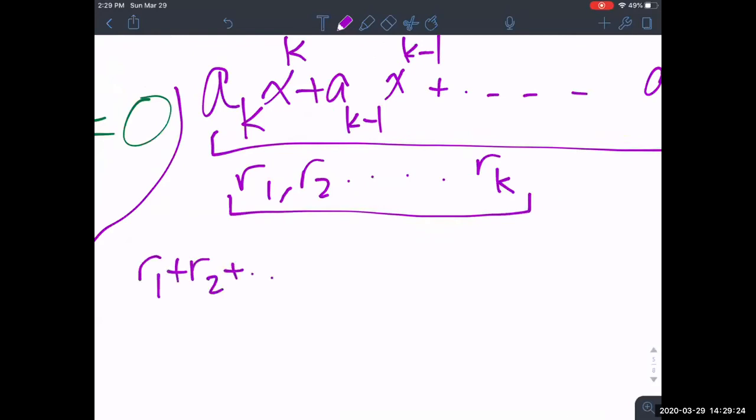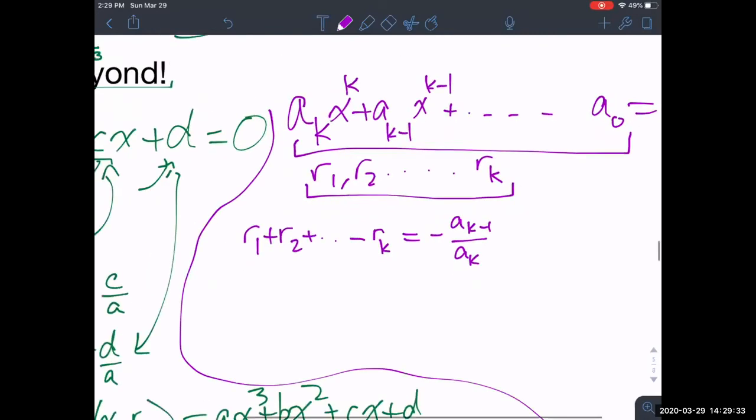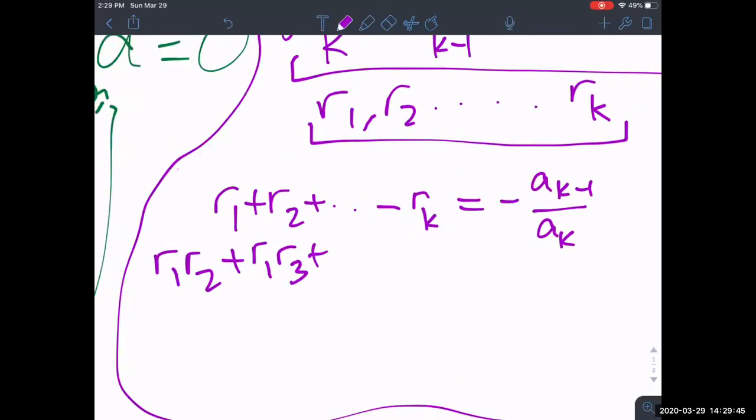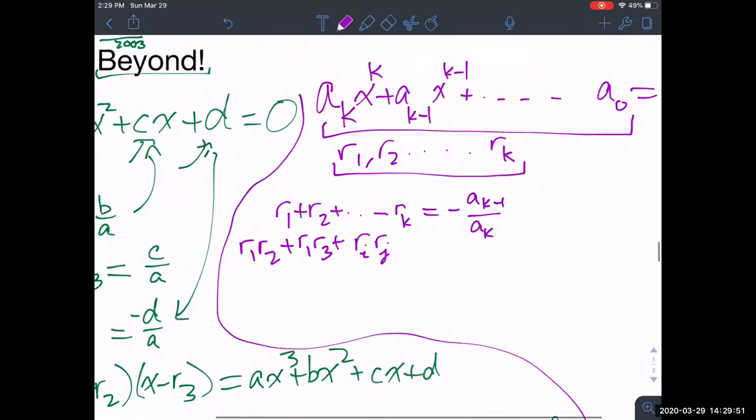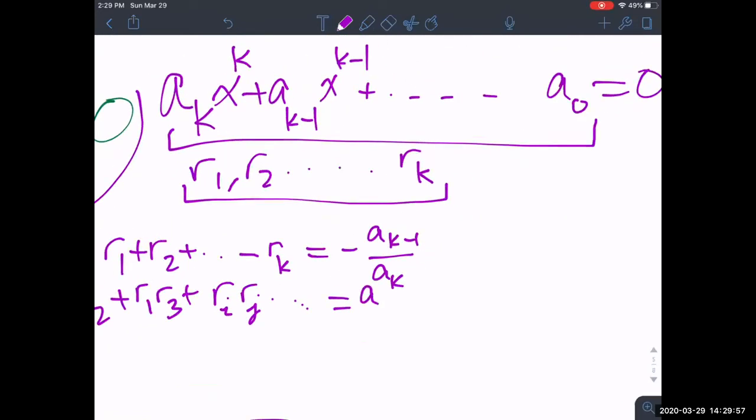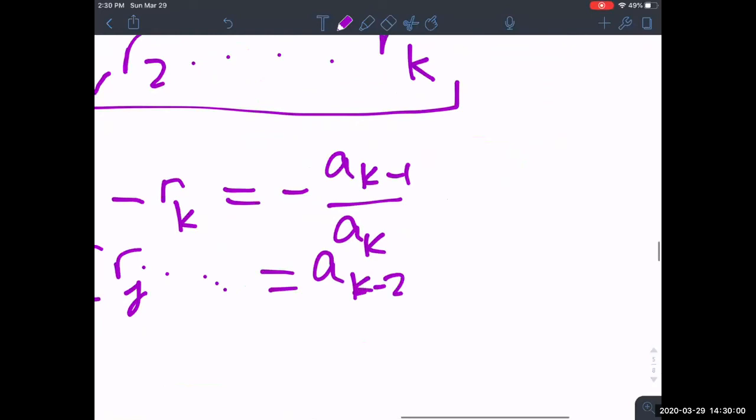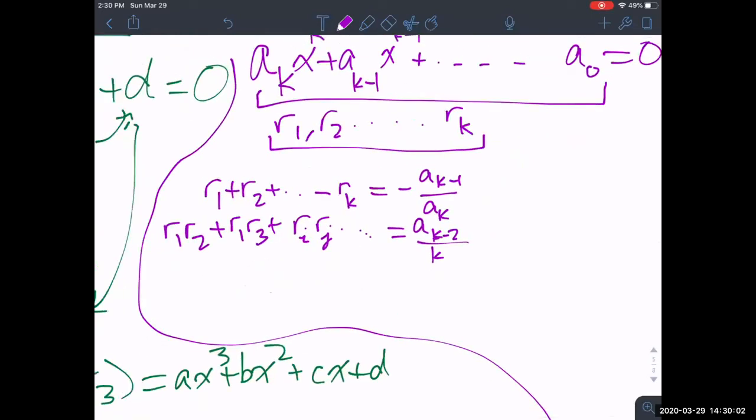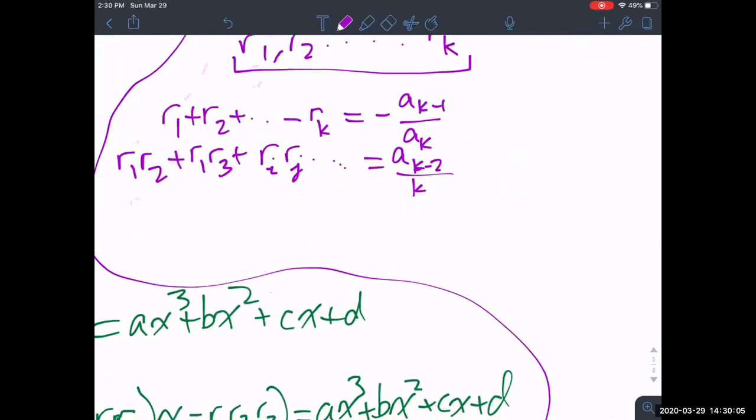So we know that the sum of these is going to be negative A_(K-1) over A_K. And the sum of every two pair of them, R_i R_j for any i, j pairs in 1 through K, is going to be positive A_(K-2) over A_K. And then the next one is going to be R1, R2, R3, and so on.